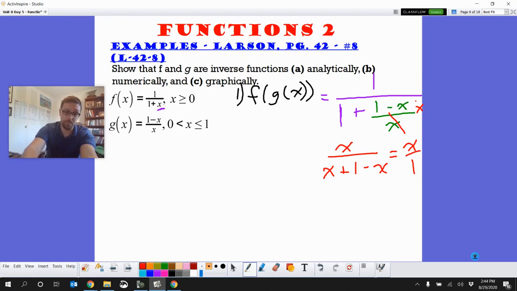So sweet. Now we got to check it the other way because it's got to work both ways. We're going to do g of f of x.